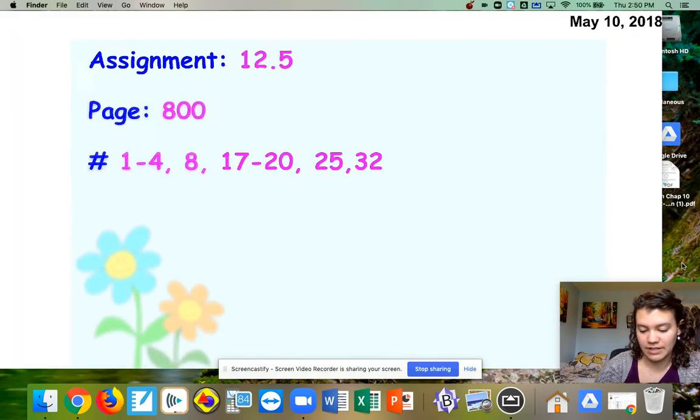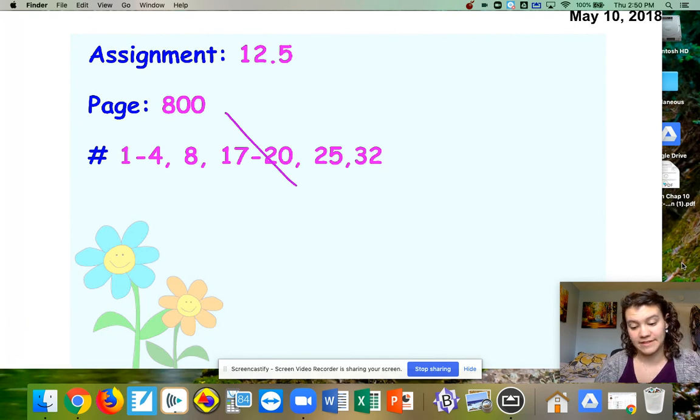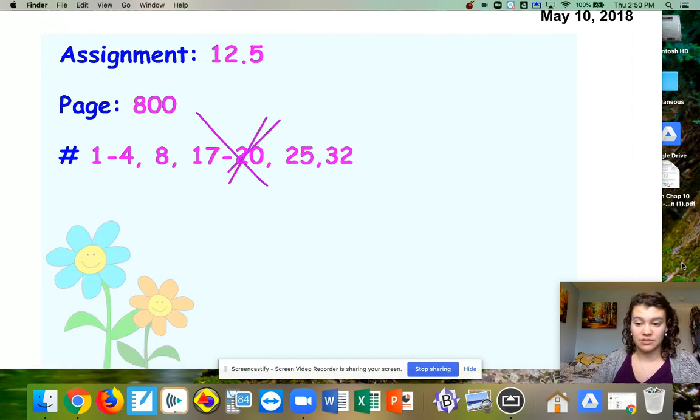Your homework is the 12.5 Math Excel, and this is optional if you would like to do some extra practice.